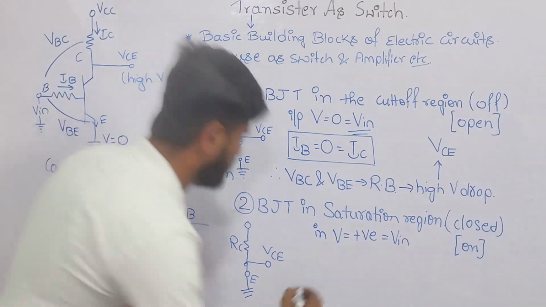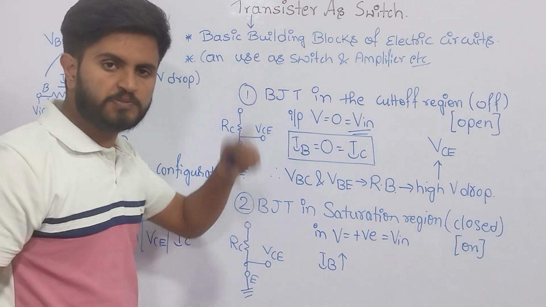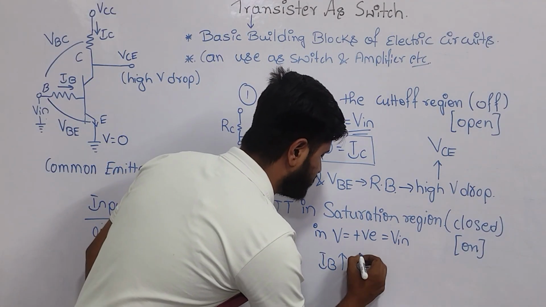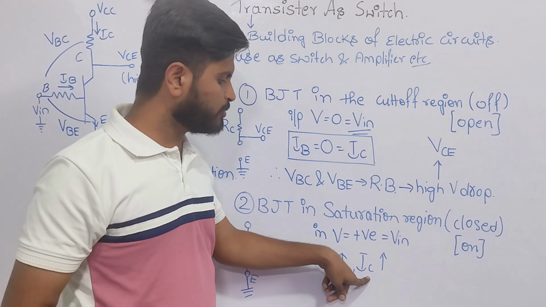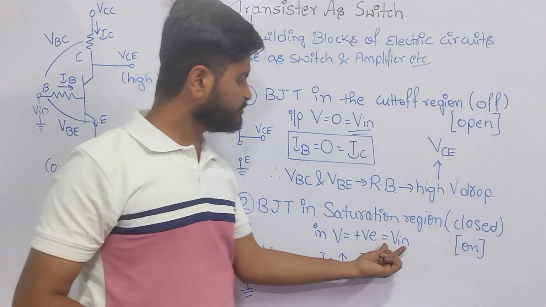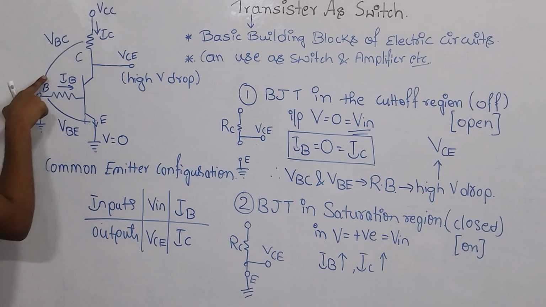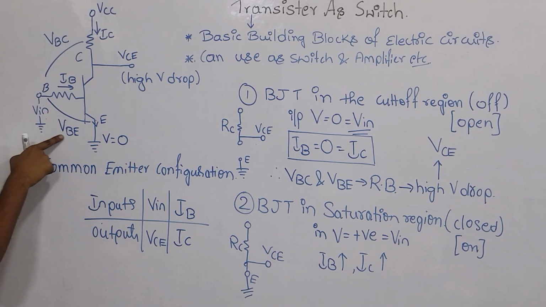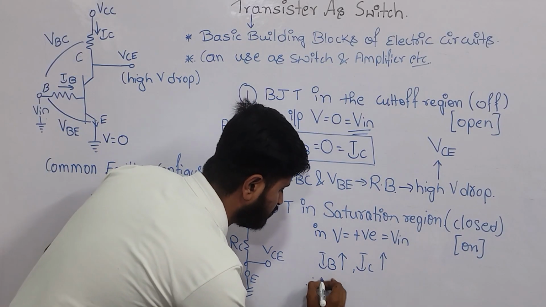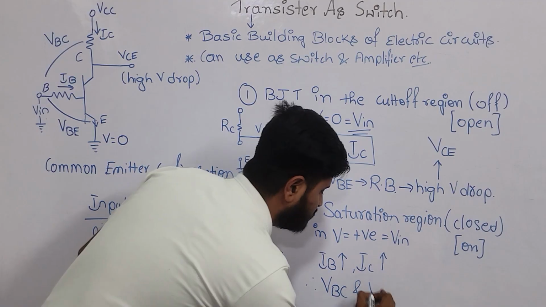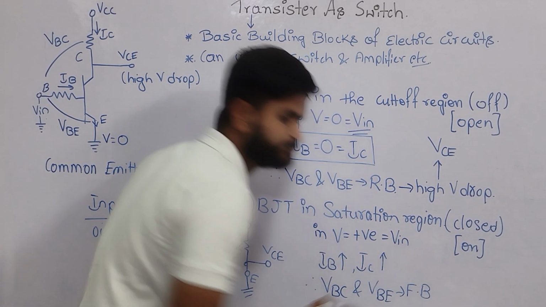Since it is a positive value, IB, that is my input current, will increase. When my input current increases, my output current IC will also increase. With both input and output current increasing and the input voltage being positive, my voltage across base collector and voltage across base emitter will act in the forward bias condition. Therefore, VBC and VBE will act in the forward bias condition.